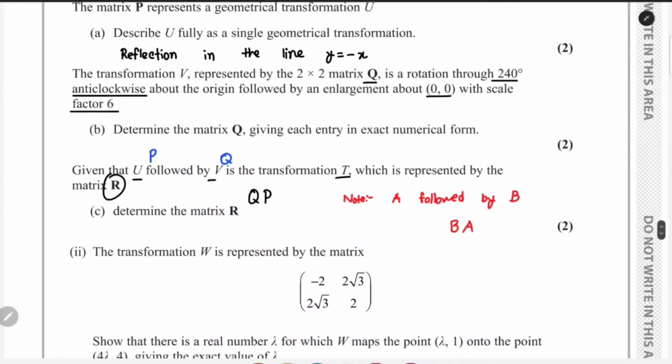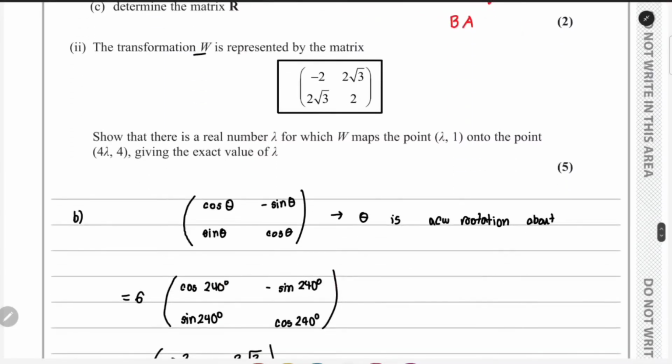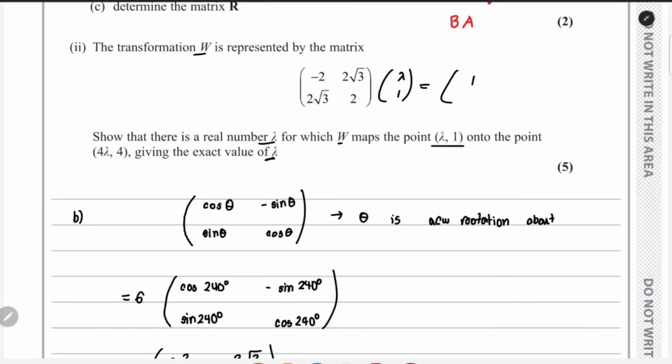Now we are given part 2 of the question, where transformation W is represented by this matrix. We have to show that the real number lambda, for which W maps the point (lambda, 1) onto (4 lambda, 4), we have to find the value of lambda. So if I multiply this matrix with the vector (lambda, 1), we get (4 lambda, 4). I have to solve this matrix multiplication.